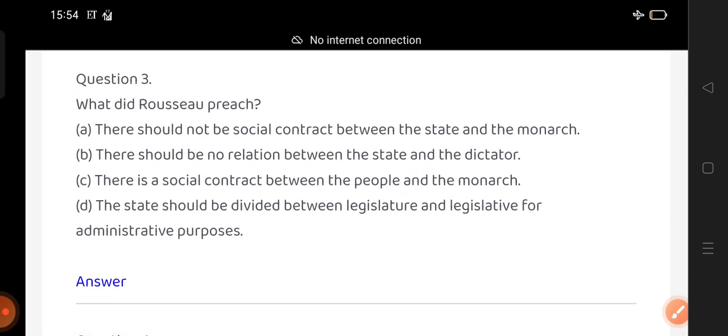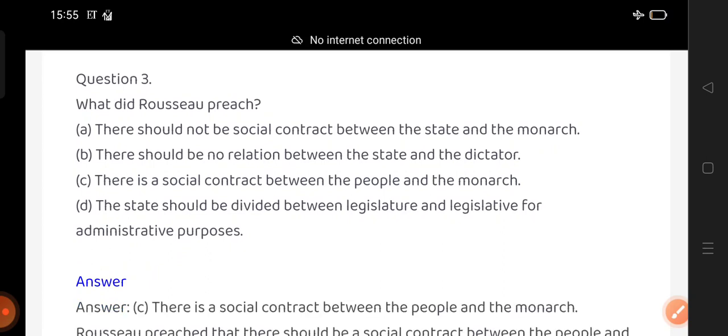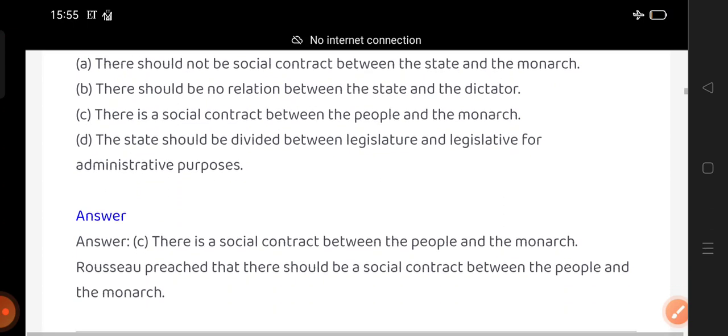Question number 3. What did Rousseau preach? Options are there. Just go through the options thoroughly and get the answer. Now counting begins. 1, 2, 3, 4. Answer: social contract. Just remember, Rousseau means social contract between people and monarch. Okay, third question done.